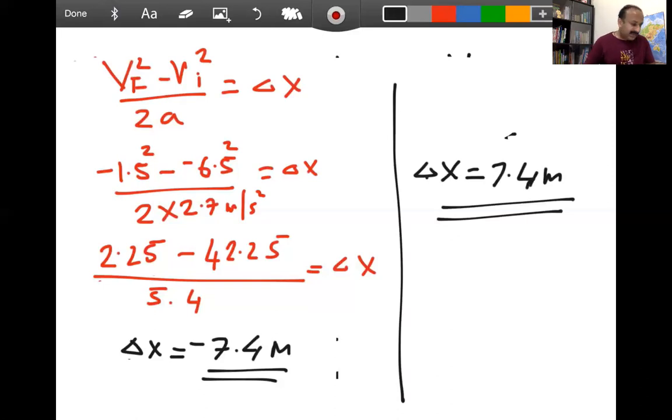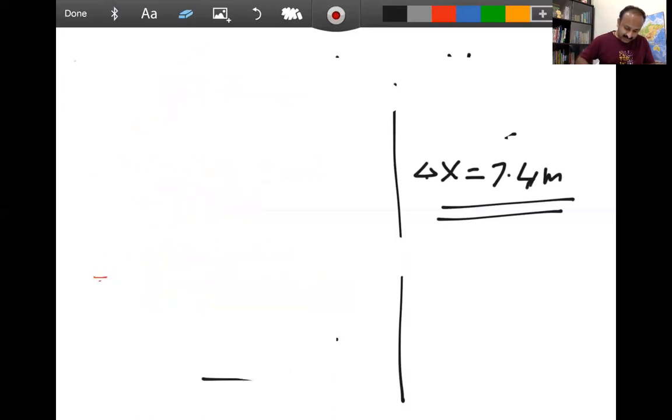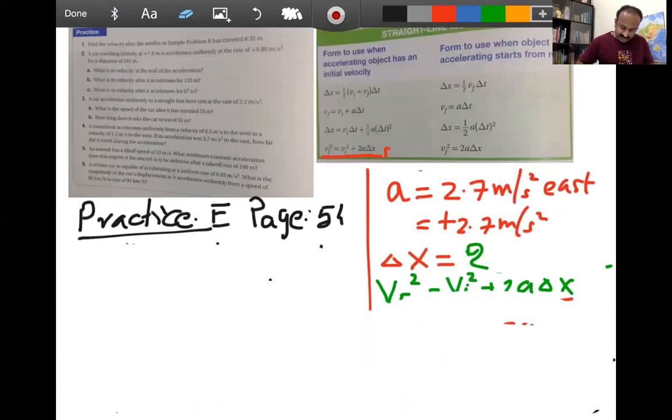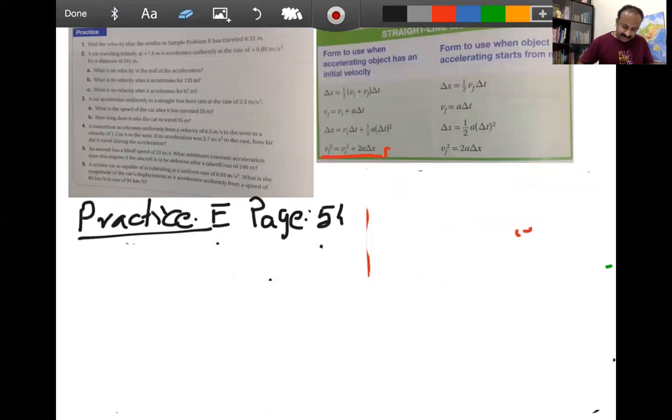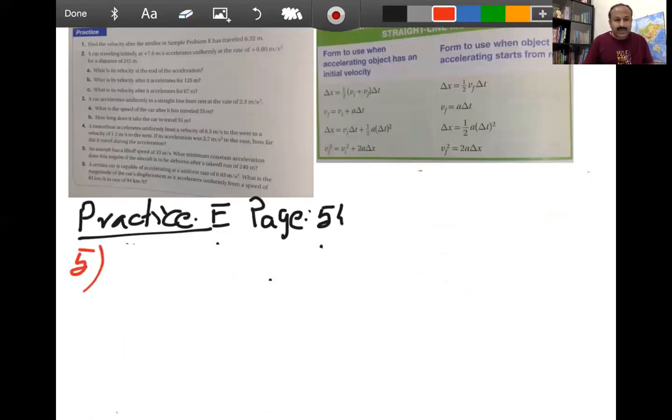So now I'll do question number 5. In question number 5, let me read the question. An aircraft has a lift-off speed of 33 meters per second. What minimum constant acceleration does this require if the aircraft is to be airborne after the takeoff run of 240 meters? So this is like an aircraft, it's on the runway.